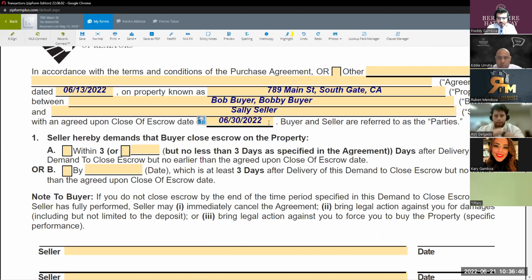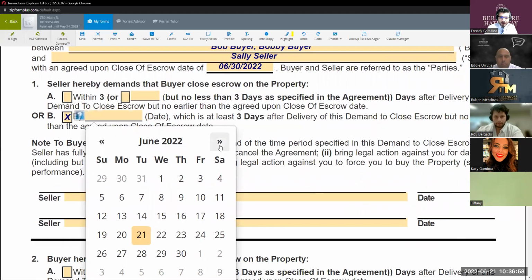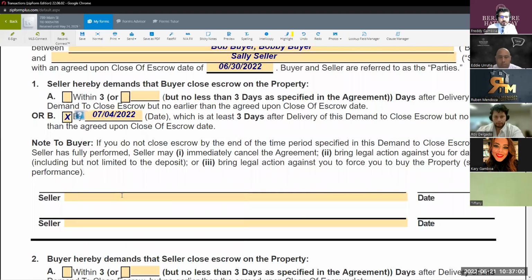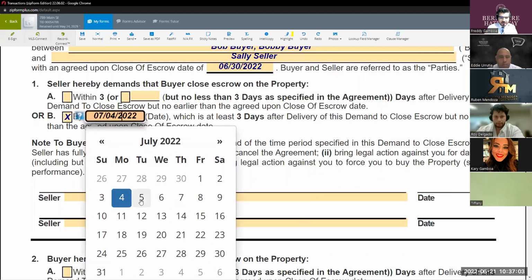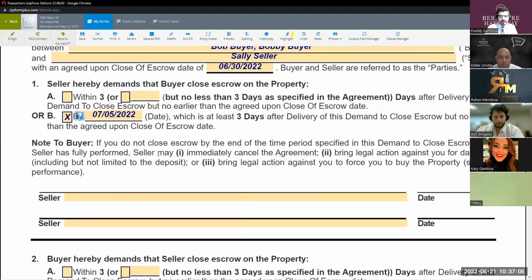You cannot demand to close escrow. You can only demand to close the day after the close of escrow. Okay, but nothing less than 3 days, right? Or by a specific date, or maybe I want to close by June. Well, July 4th is a holiday, so by July 5th. Okay, I'm going to give you until July 5th to close that escrow right there.